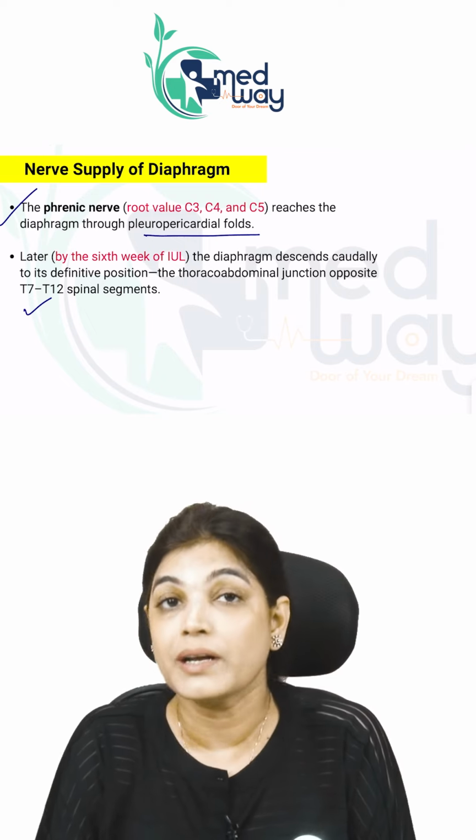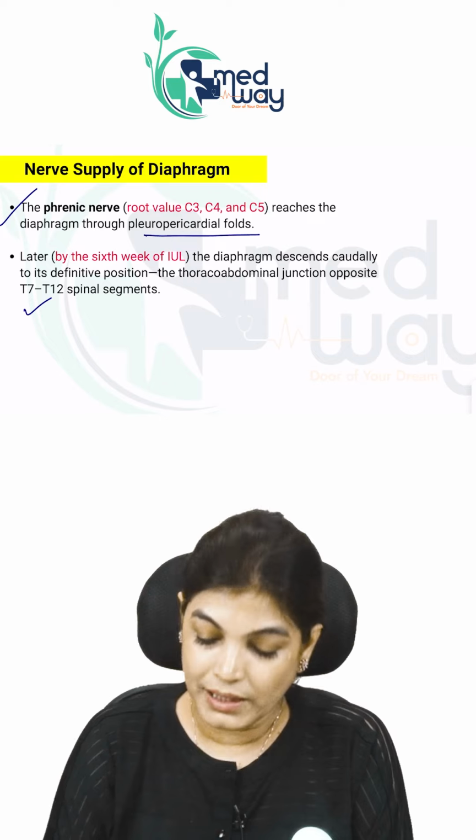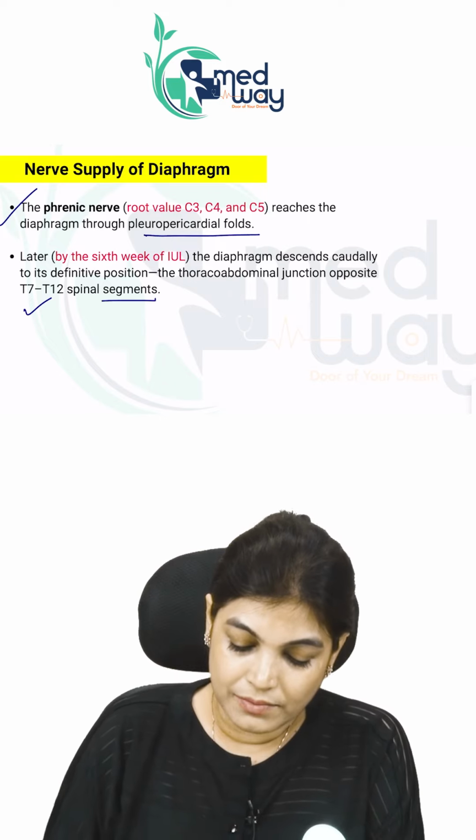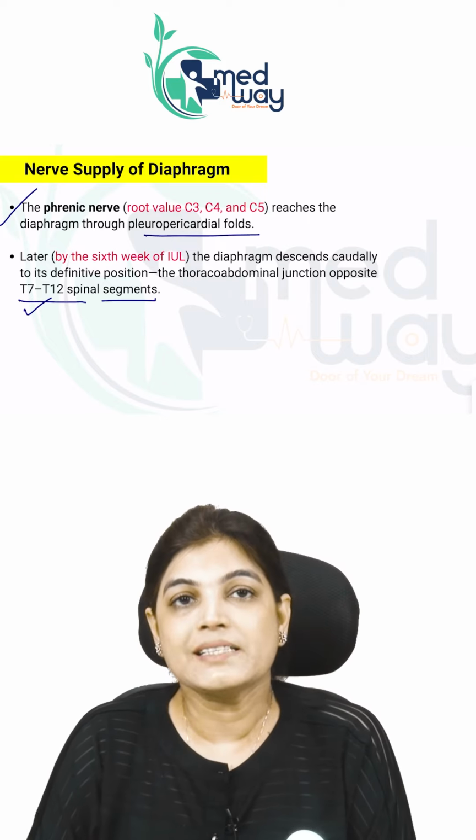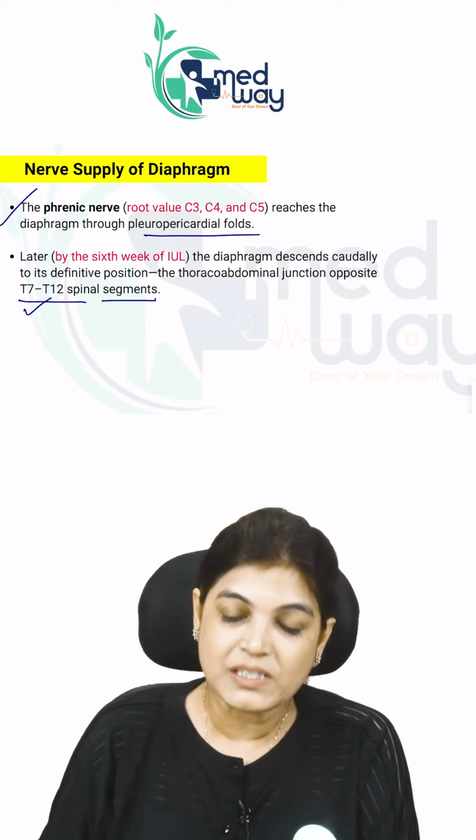it is at the junction of thorax and abdomen. It is at the thoraco-abdominal junction, opposite the T7 to T12 spinal segments, but still the innervation is from C3, C4 and C5.